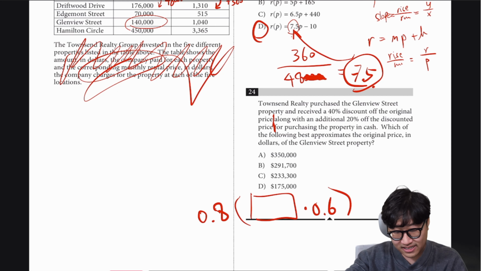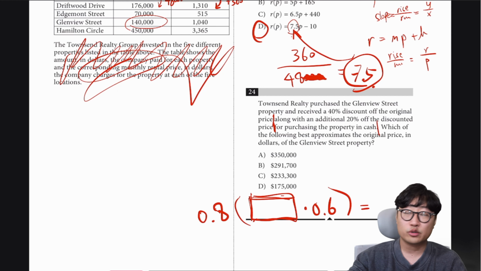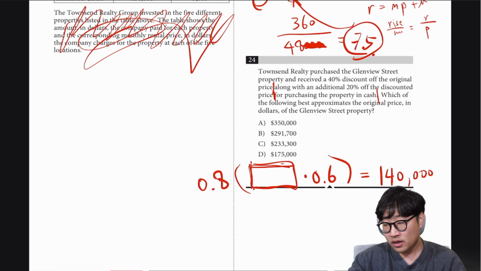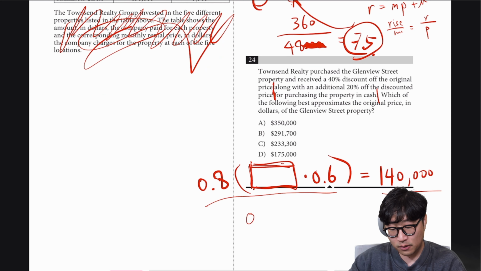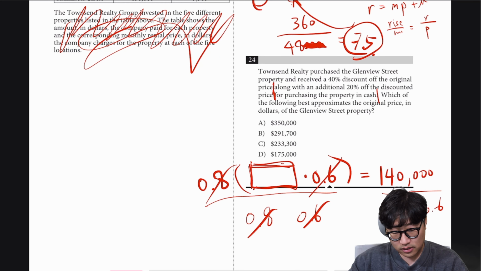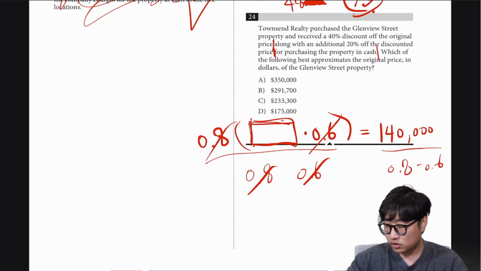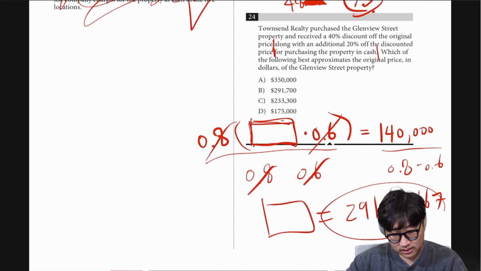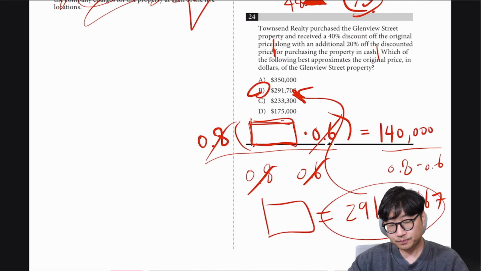And then for purchasing property in cash. Okay, so which of the following best approximates the original price? So that box is the original price, I don't know. But after all those discounts, that was the price, the $140,000 that you see in the table. So all you have to do is divide both sides by 0.8 and 0.6 in order to cancel out all that. So grab your calculator and punch it in. When you divide, you should get the box is equal to 291,666.667, which is pretty close to answer choice B.